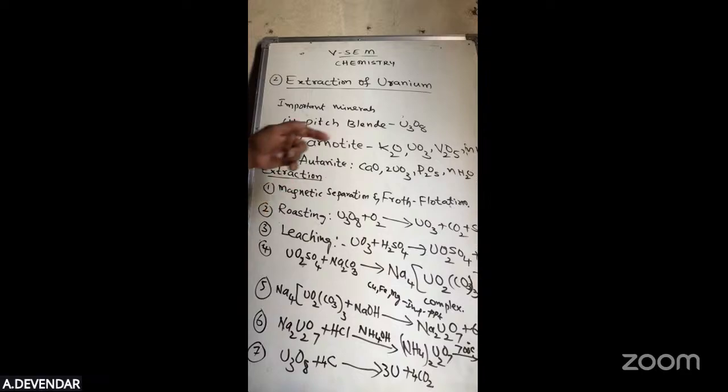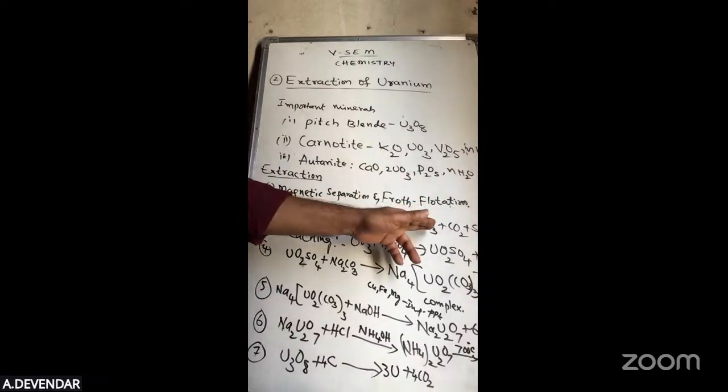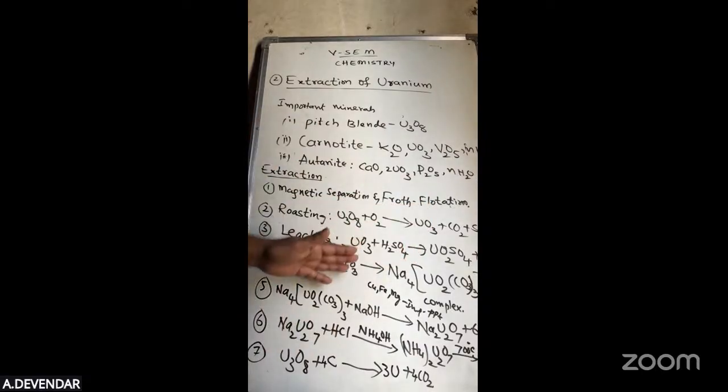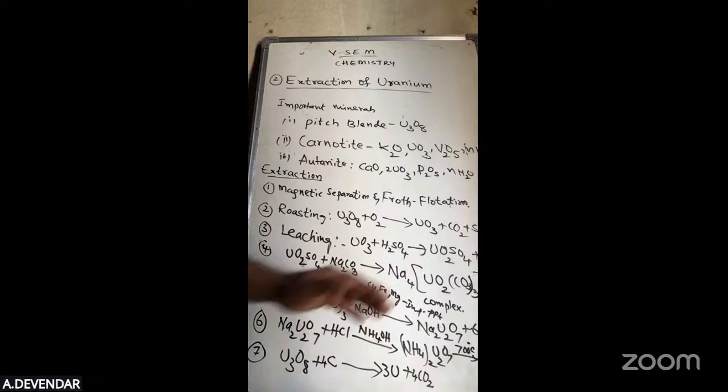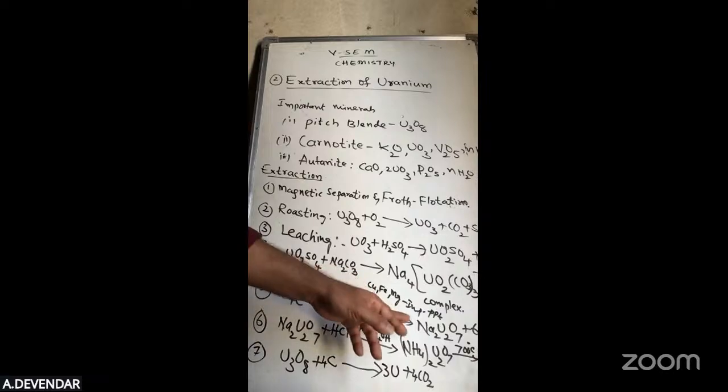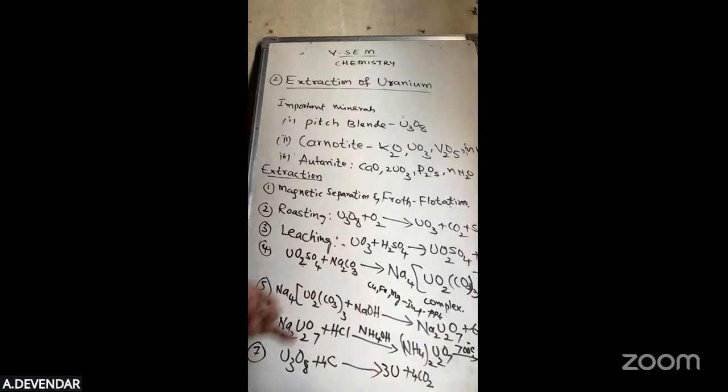of magnetic separation and flotation. Then roasting, so that oxide is formed. Then it is leached, uranium sulfate is formed. Then it is treated with sodium carbonate. So sodium uranyl carbonate, that is a complex compound, is formed. That complex compound is treated with the base. Disodium uranate is formed. That sodium uranate is treated with the acid.